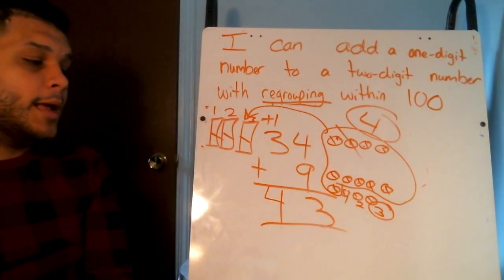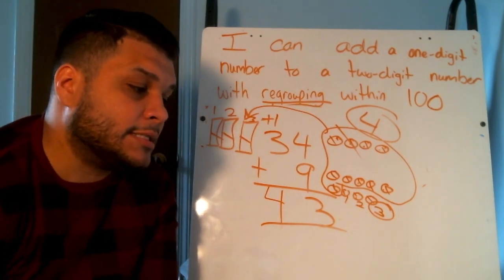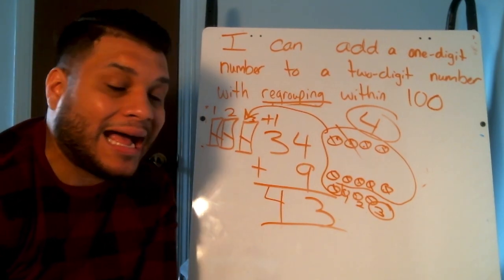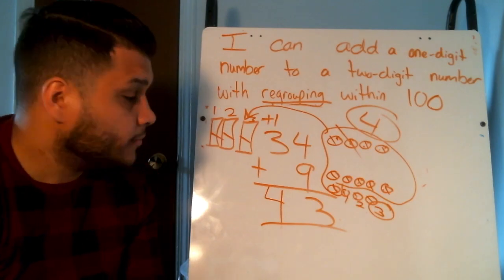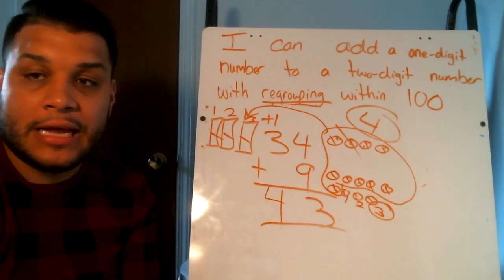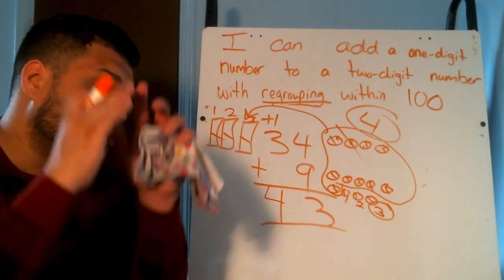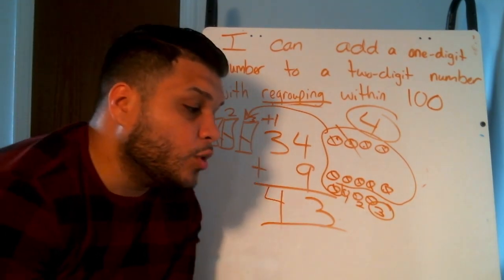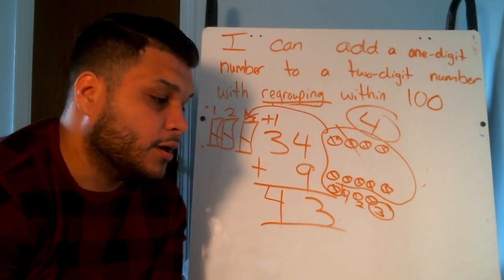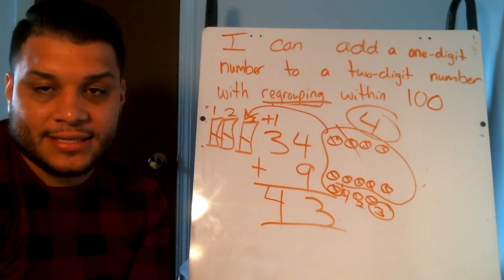Perfect. So notice that all the numbers that are 1 digit are not greater than 10. All of our numbers that are 1 digit have not been greater than 10. Because whenever we have a number greater than 10, we have to bundle it up, regroup it, and carry it over.